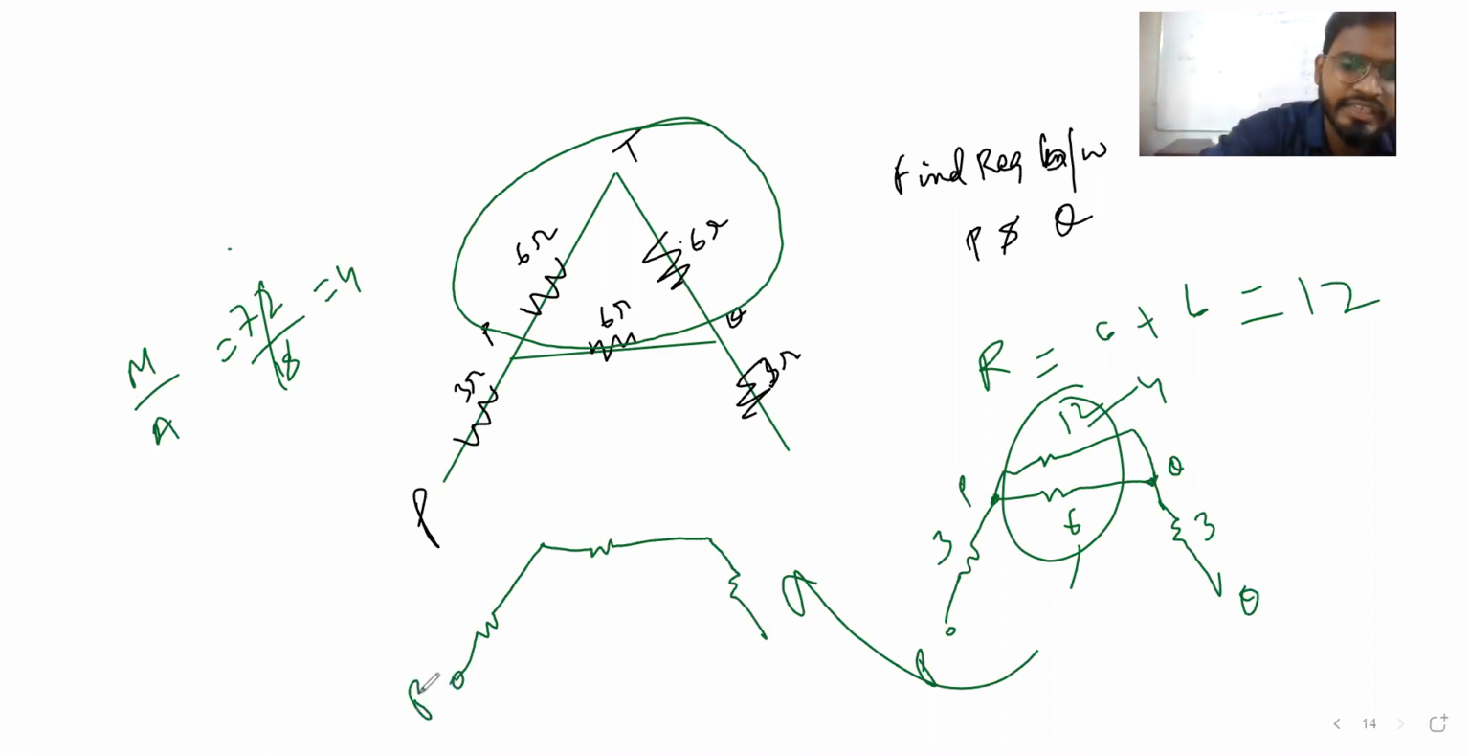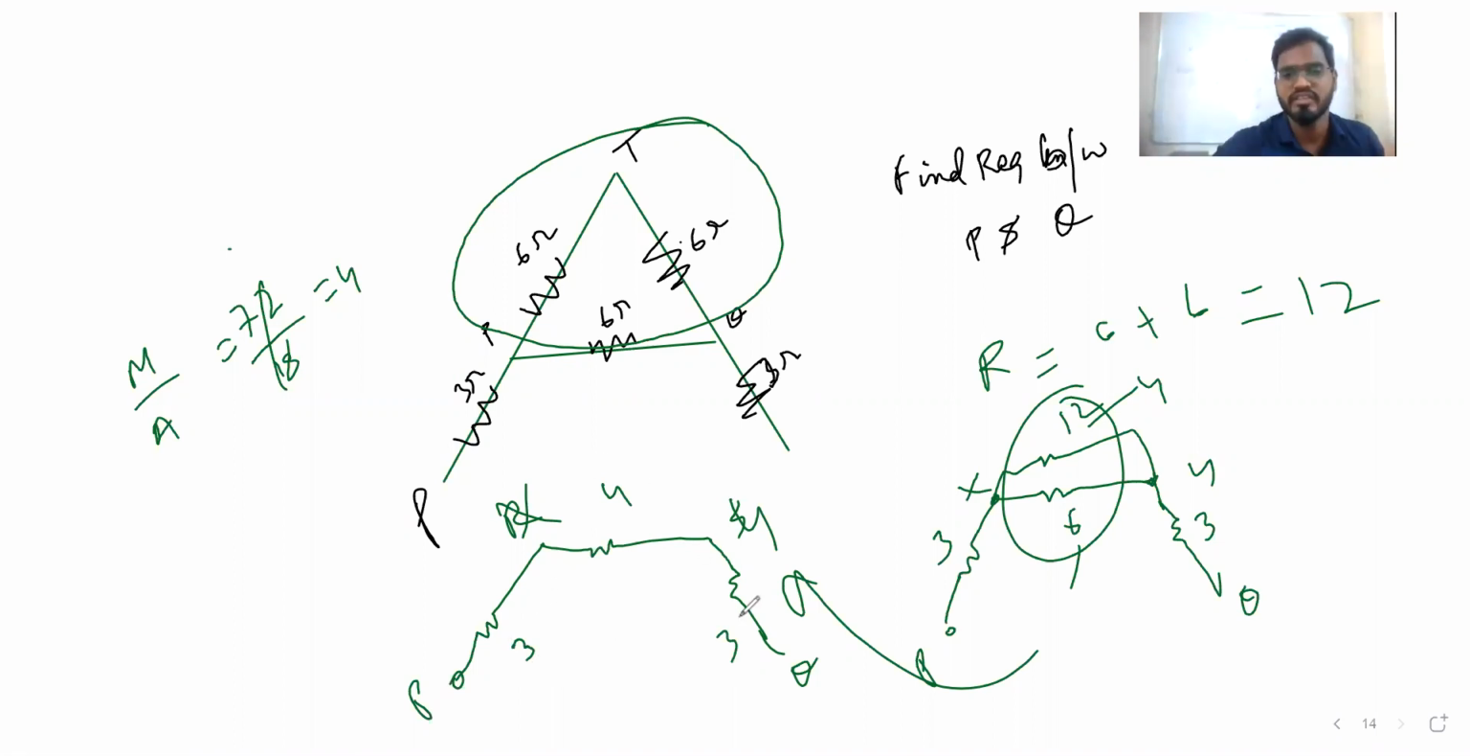So P, Q, R, S, right? So this is not PQ. Let's take anything, X, Y. Now this becomes 4, and this becomes 3, 3. Now 4, 3, 3, all are in series. All are in series. How? Why?